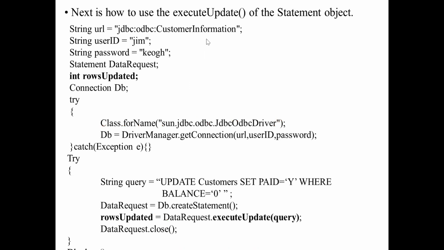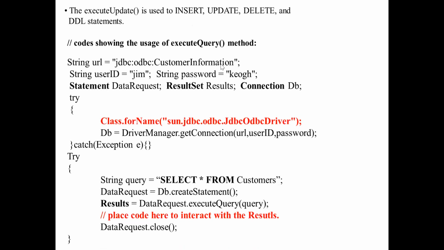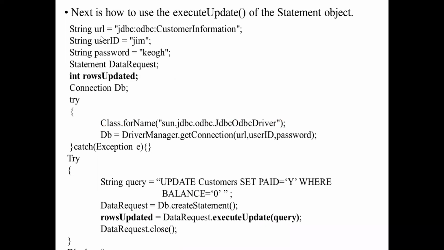Then I have to show how to use executeUpdate for a statement, whether it is an insert, update or delete, or a DDL statement. Then I use the string URL, jdbc:odbc, customer information, user ID, password, and the statement is dataRequest. Here I take one more variable as an integer, for the rows inserted, that is rowsUpdated. The connection is db. Then the try catch will be executed by using Class.forName.